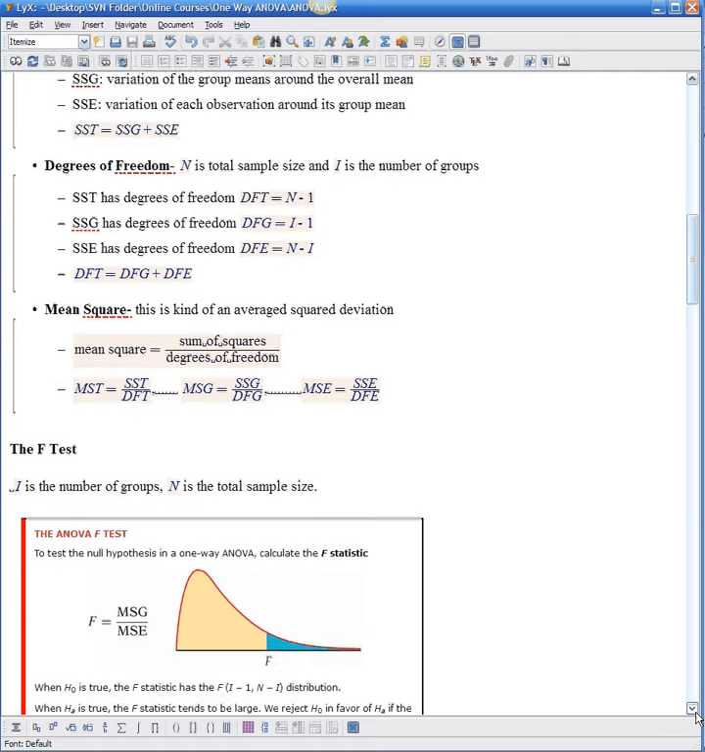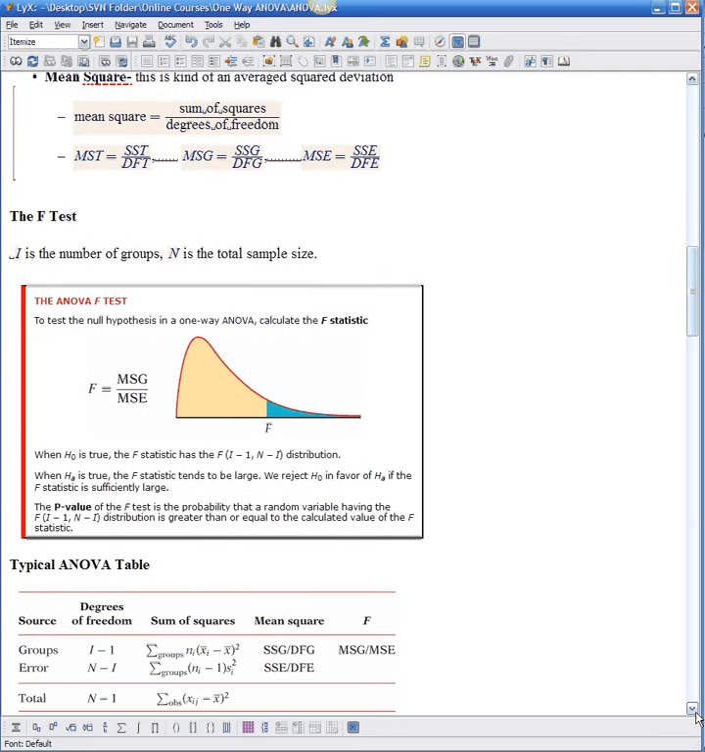Okay, then you actually have the F test. So again, remember, I is the number of groups, n is the total sample size. Oh, I forgot to say, I'm making this movie for sets 2000 and 3000, so if this notation looks a bit different, it's because it comes from the 2000 book, but the concepts are the same.